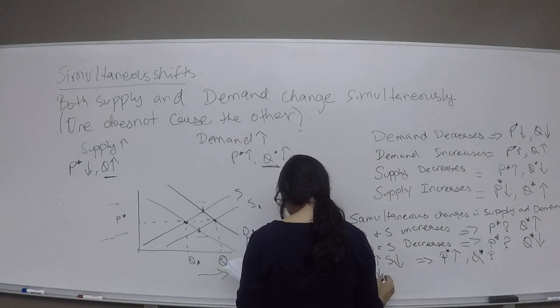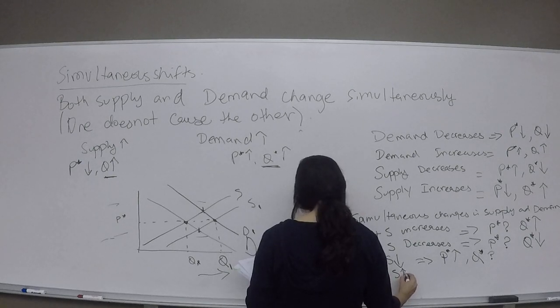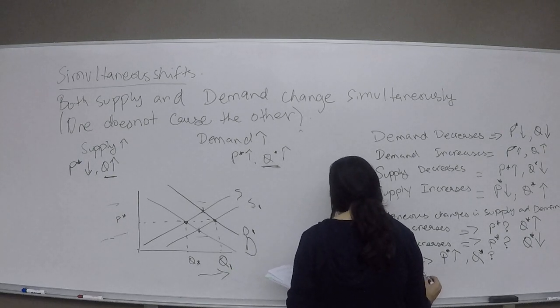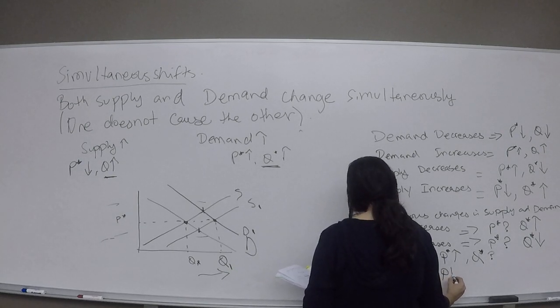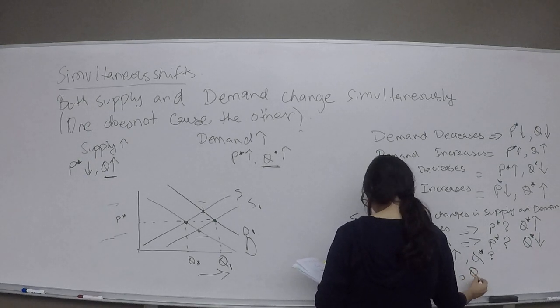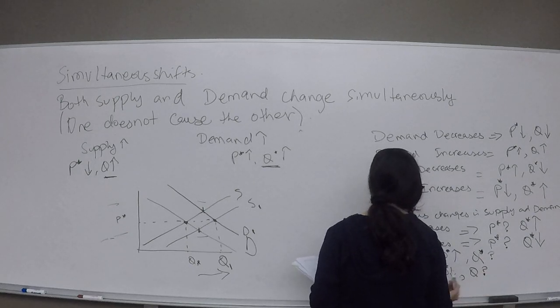When demand goes down and supply goes up, price decreases, quantity may increase, decrease, or stay the same.